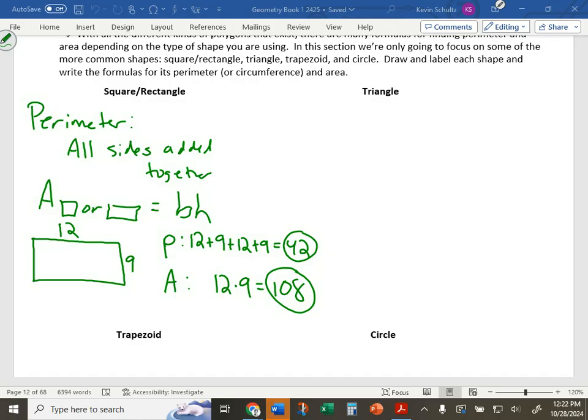Oh, this is the end. You can't complain about this. It's all one thing. Triangle. Do we have to write perimeter again?